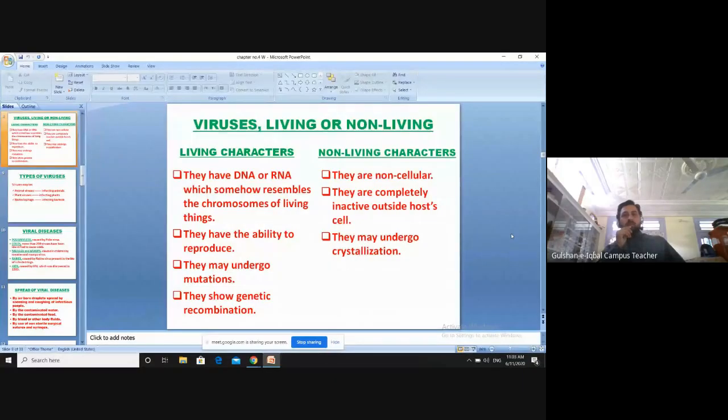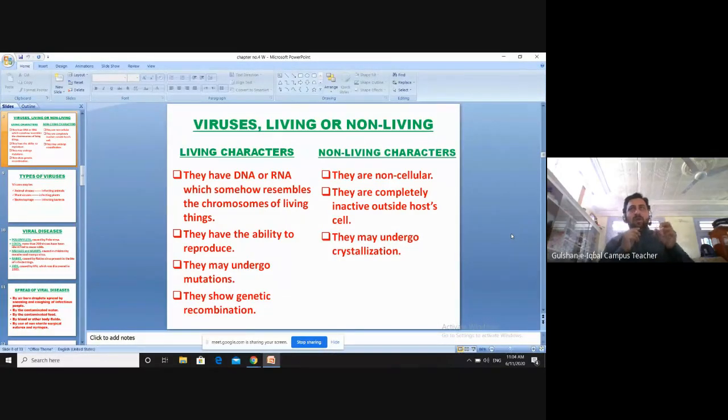Mutations are basically change in the genetic material. Now you see that viruses present in different areas show different characters. Like for example, coronavirus present in China has a different version. Coronavirus present in Pakistan has a different version. It is present in Italy and Spain, America, they have different versions. So they have the character, they may undergo mutations. Mutations mean that they can change their genes according to the locality and according to the area. Only living things can do that thing. Non-living things cannot do it, okay?